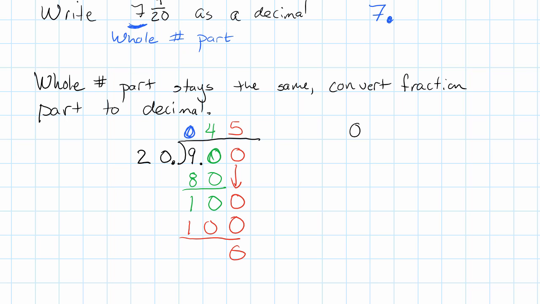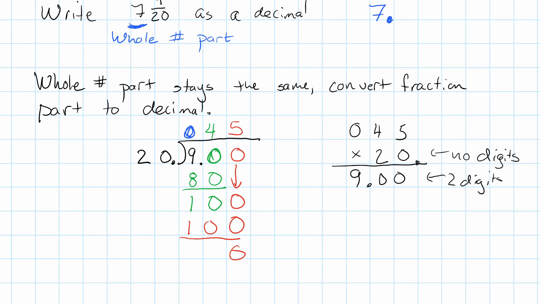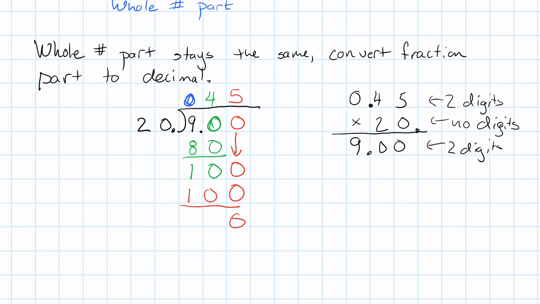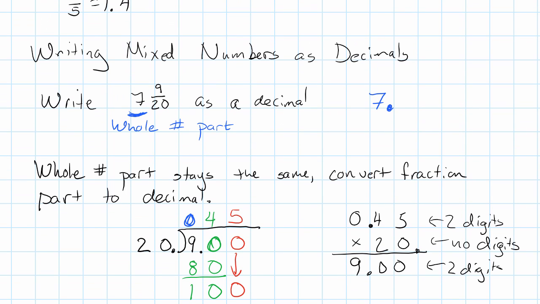Okay. Now all we have to do is figure out where the decimal point goes. Right, so we'll have 0.45 times 20 point is 9.00. So 2 digits, no digits. What plus nothing is 2? Well, we'll have to have 2 digits after the decimal point here. We'll have to have 0.45. Alright, so that tells us that 9/20 is 0.45. That means 7 and 9/20 is 7.45. That's all there is to it.